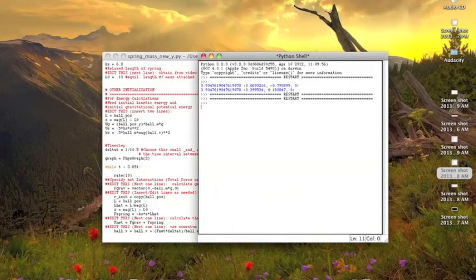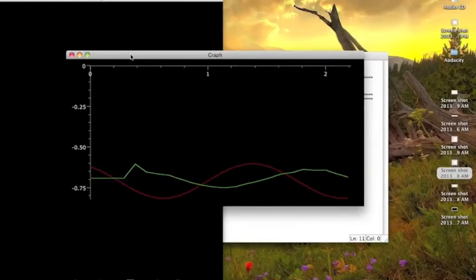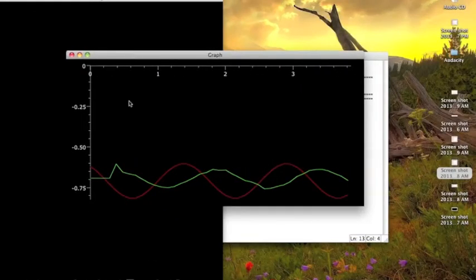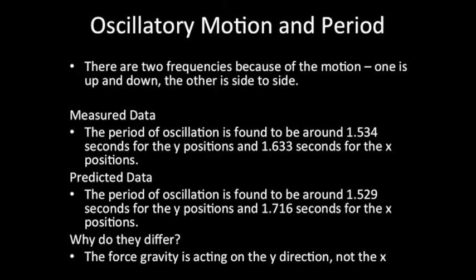Similarly, this is what the plot of the y values looks like. There is not excellent agreement in this graph, but again, I will attribute that to the sensitivity of initial conditions and chaos in the universe. Looking at the period, we have two different frequencies, one in the x direction, one in the y direction. When we look at our measured data and predicted data, we notice that these estimated values of periods are slightly greater in the y direction than they are in the x direction. And I predict that they're different because you have the force of gravity acting in the y direction and not in the x direction.